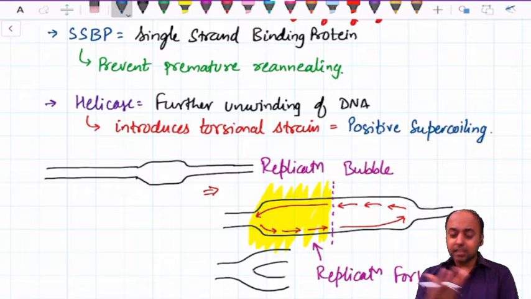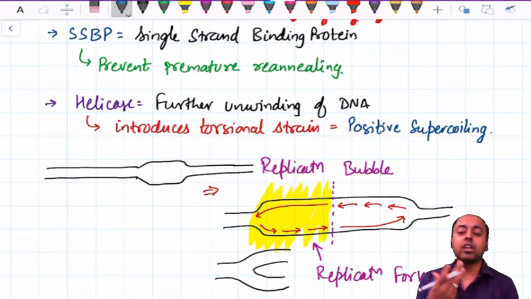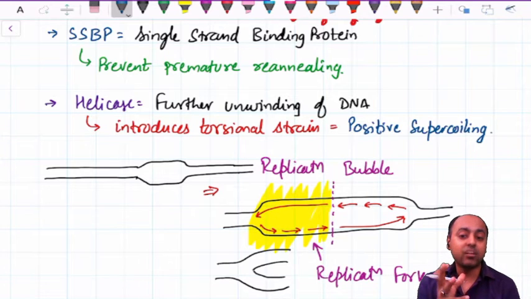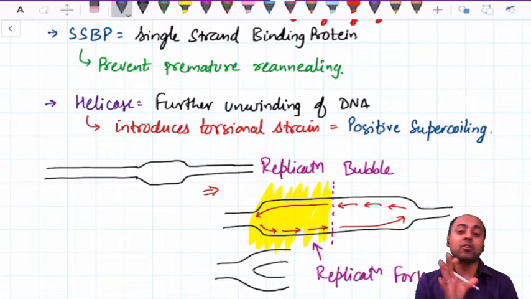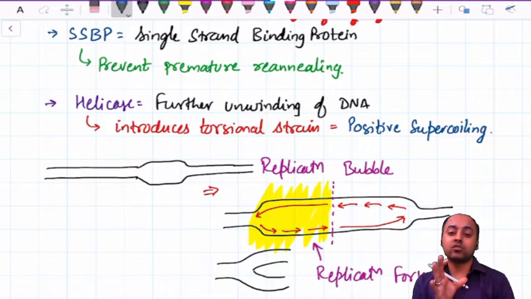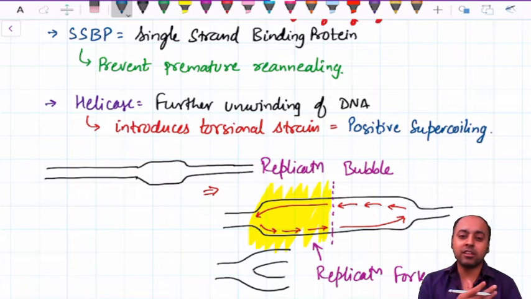To understand this torsional strain and positive supercoiling, I'd like you to imagine you using a basic landline phone. I'm sure all of you have seen the basic landline phone sometime in your life. We are not so beyond the era of landline that you might not have seen it.